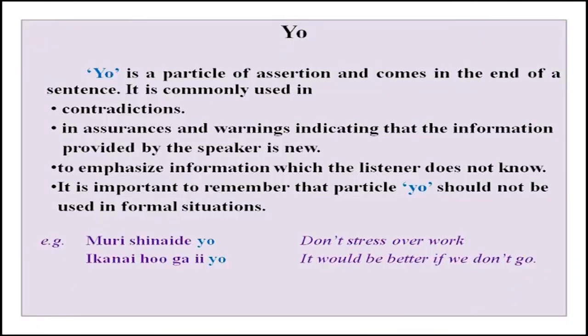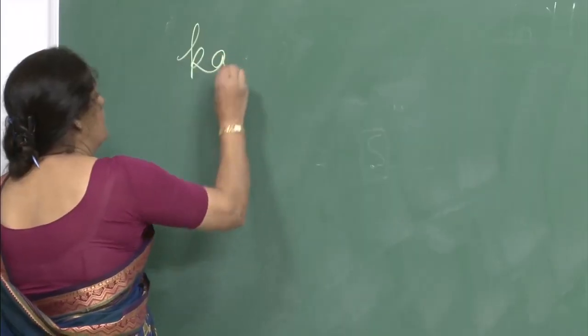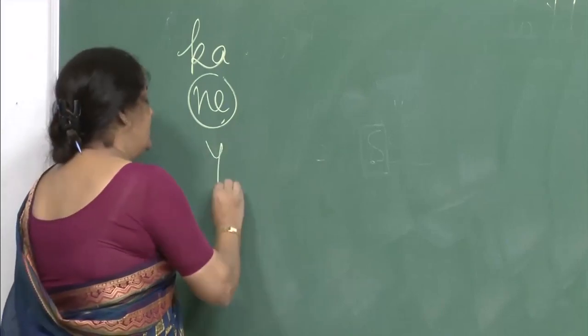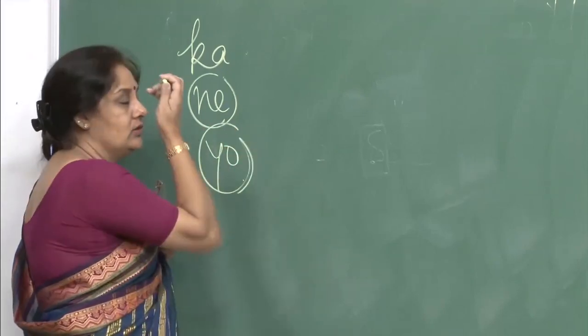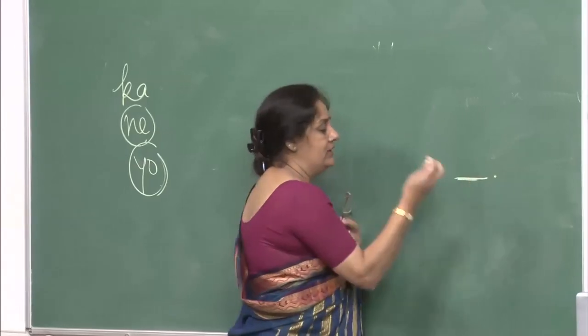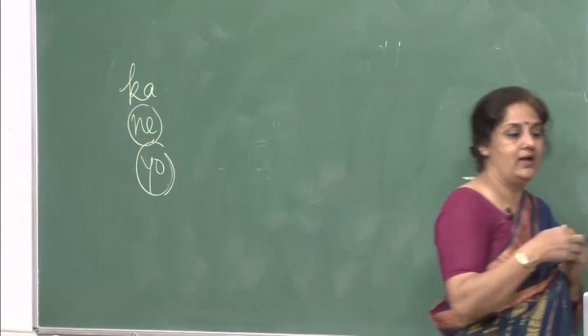Well, now, there was one more particle in the conversation. There are two particles which we have already covered in class which come at the end of a sentence. We did ka, we did ne, a confirmation particle. Now today we will do particle yo. Like ka and ne, this also comes right at the end. Now why and when do you use yo? Well, you have it right here.